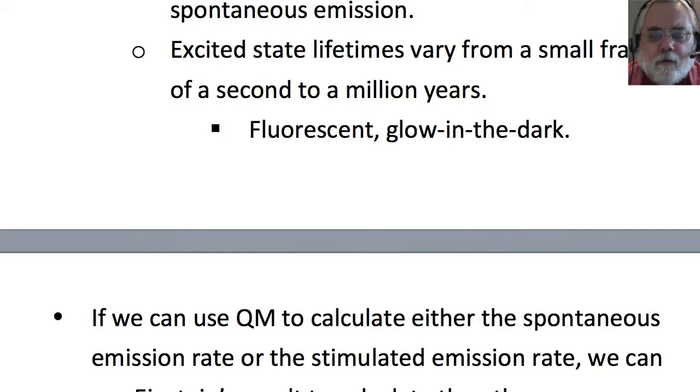There's a rate for emission and a lifetime for each excited state. Excited state lifetimes vary from a small fraction of a second to 1,000,000 years. One example of excited state and lifetime is fluorescent glow-in-the-dark paint or patches. These absorb sunlight during the day, and at night they glow, typically a light green glow. That glow is from an excited state, and that excited state's lifetime is on the order of an hour or hours, which is how it can glow for so long.